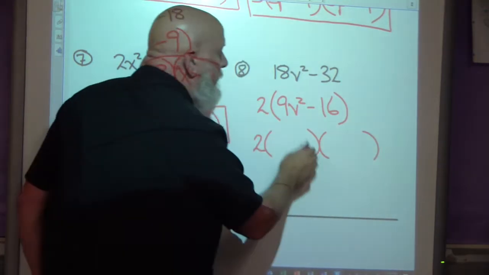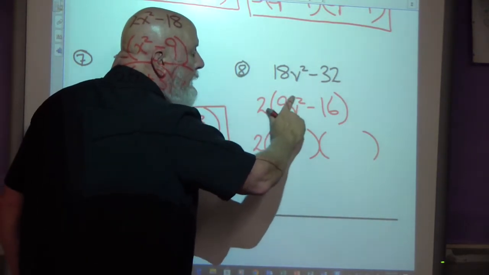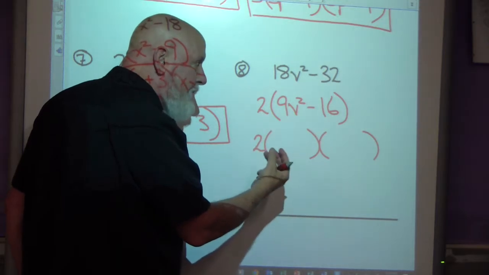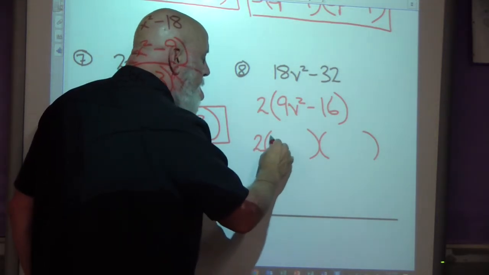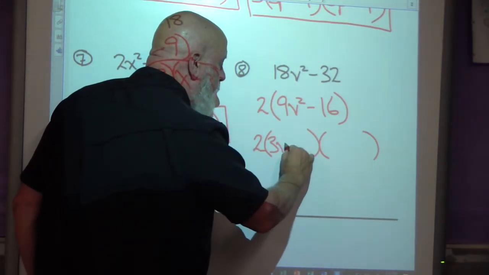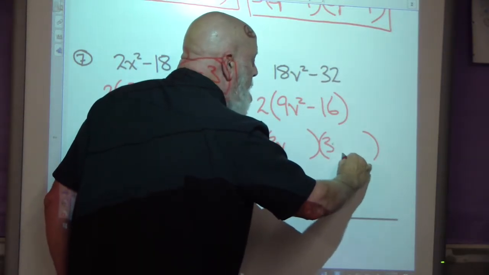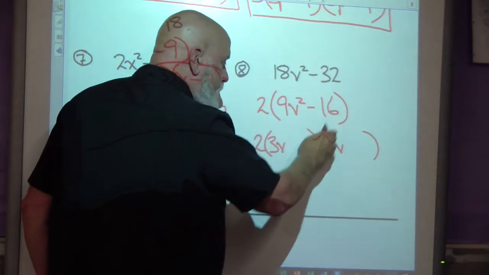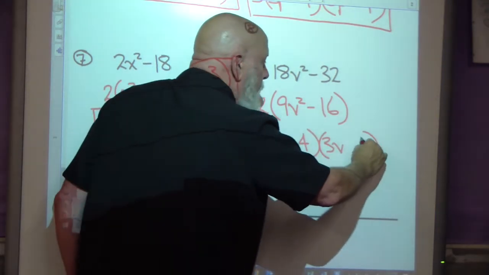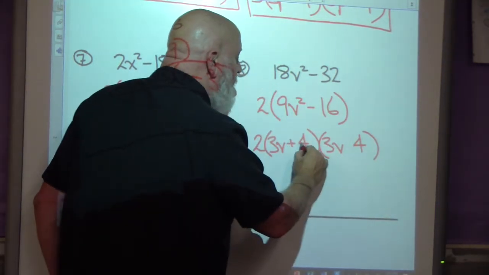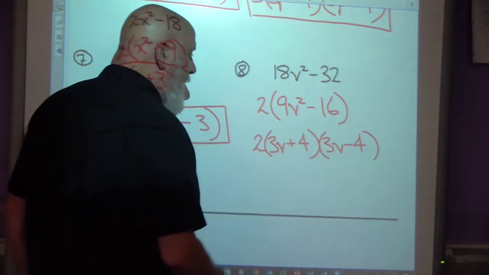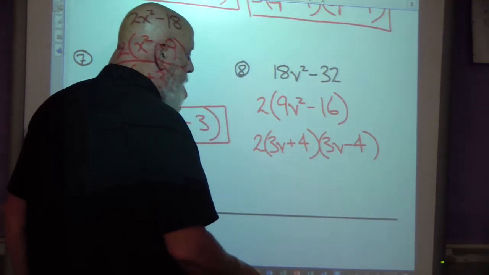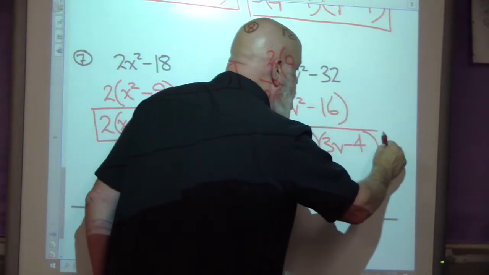Open up 2 sets of parentheses. Take the square root of this one. That's the thing that you would multiply by itself to give you 9v squared, and that would be 3v. Take the square root of this one. Well, I would multiply 4 by itself to give me 16. Put that here and here. Make one positive, one negative, and we're factored. And there we go. We factored it completely.